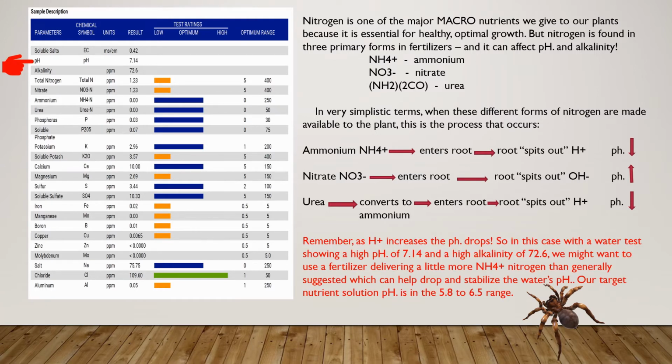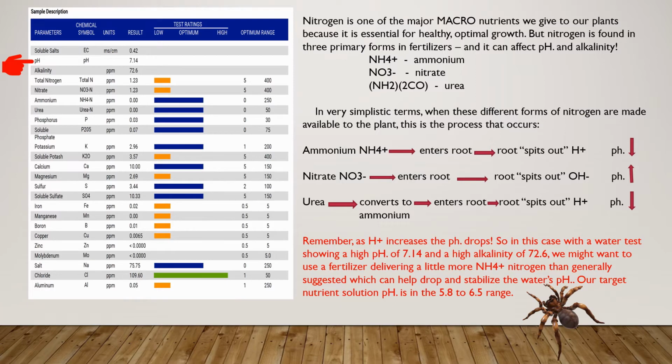So we can see what's going to happen if we use an ammonium-based fertilizer. That will increase the number of hydrogen ions, which will decrease the pH. If we use the nitrate form, it will increase the OH ions, which will cause an increase in pH. And again, the urea will cause a decrease in the solution and the grow medium outside.